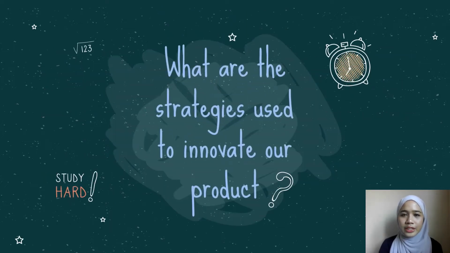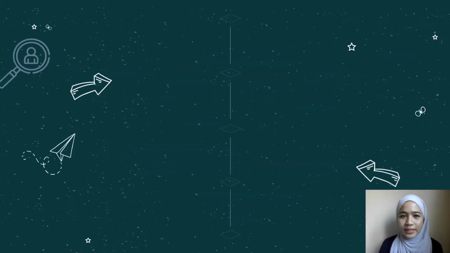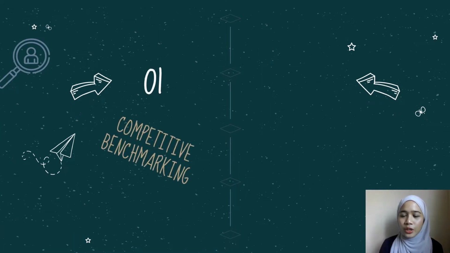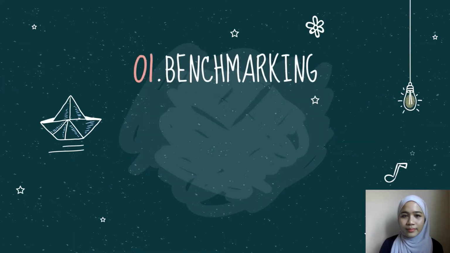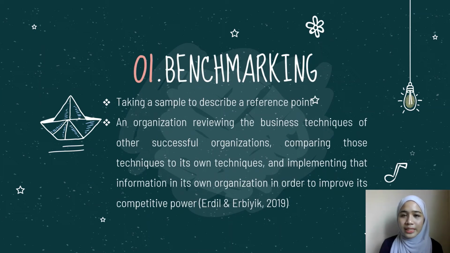What are the strategies used to innovate our product? Here, we integrate two tools, which are competitive benchmarking and pattern search. What is benchmarking? Benchmarking is where we take the sample product from any successful organization and we compare their ideas to our own ideas so that it can improve our product's quality.